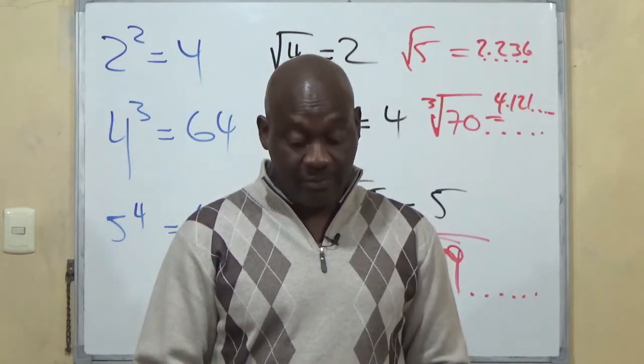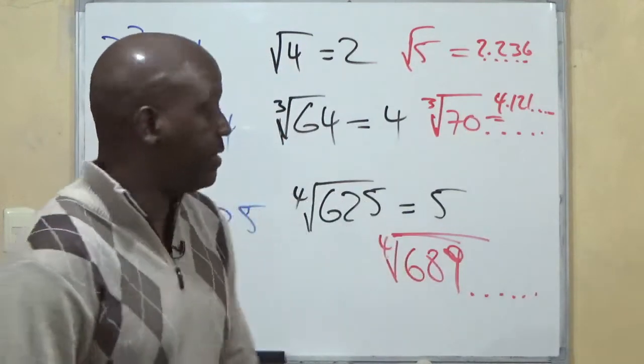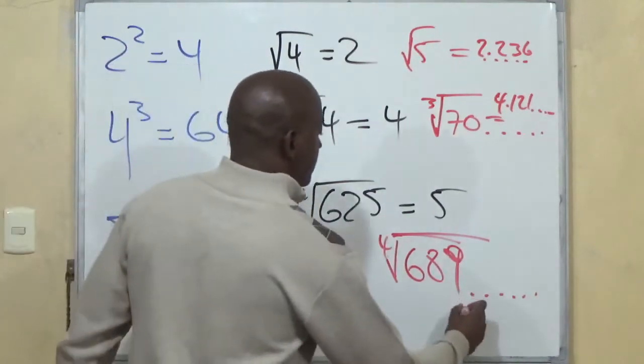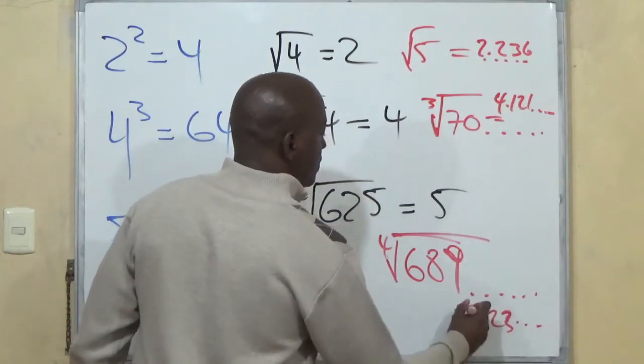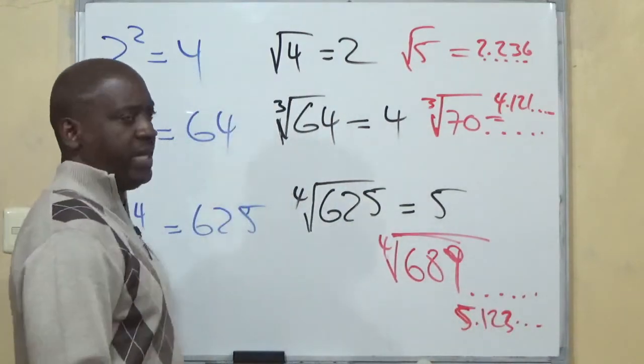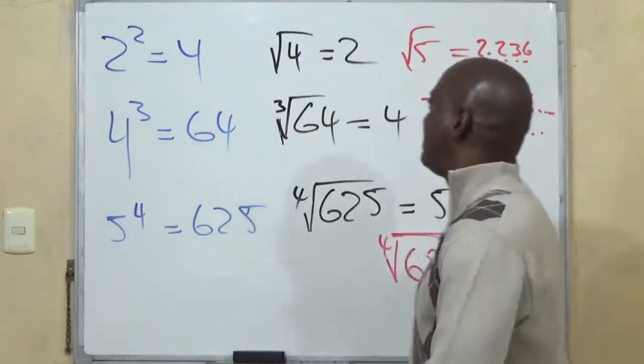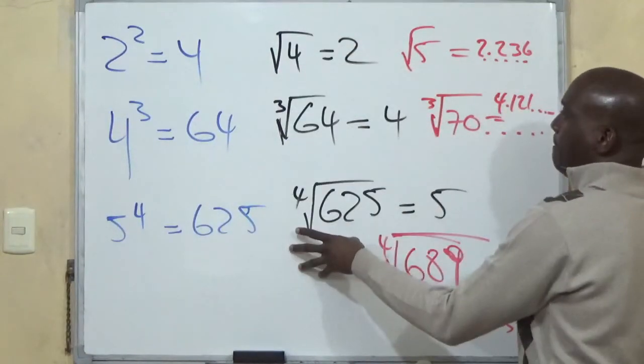Is equal to 5.12335, going down the road. 5.123, da da da da, going down the road. So in other words, you have what I would call exact roots here.